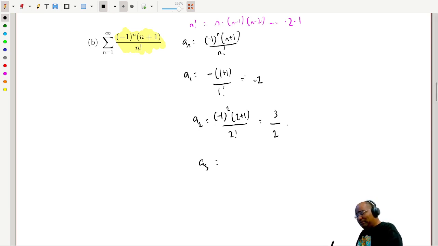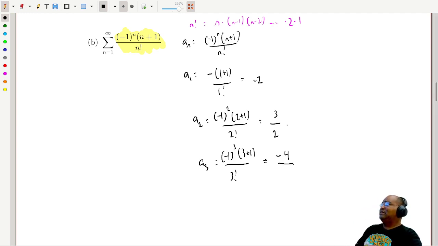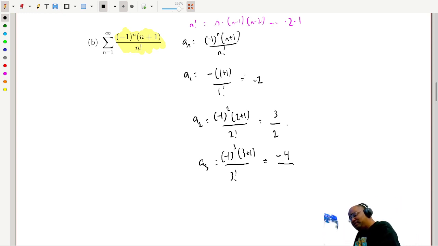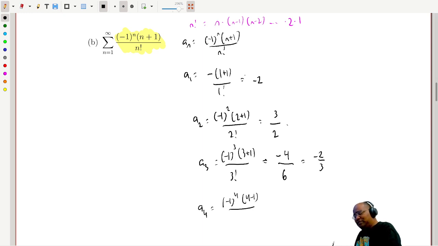Now let's look at a3. The third term in the sequence here, we have (-1) cubed times (3 plus 1) over 3 factorial. Well, (-1) cubed is a negative 1. 3 plus 1 is 4. And then the 3 factorial, okay, let's think about it. 3 times 2 times 1, because we're counting down to 1. 3 times 2 times 1 is 6. When you reduce this to negative 2/3, then you can probably see that a4 will come out just as easy. 4 factorial is just 24. We have a plus there. So we have 5 over 24.